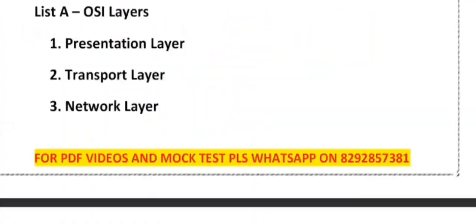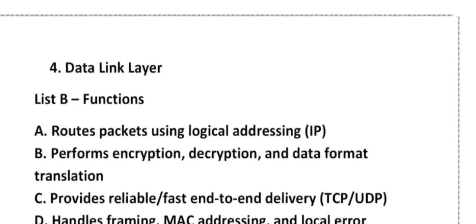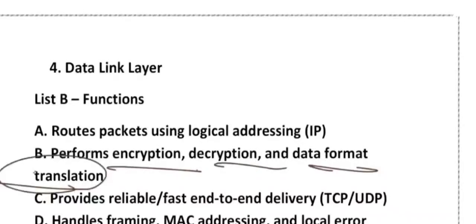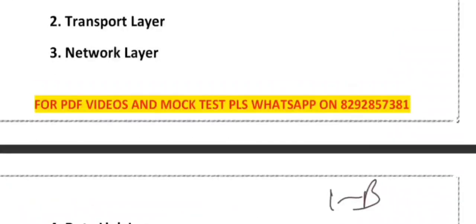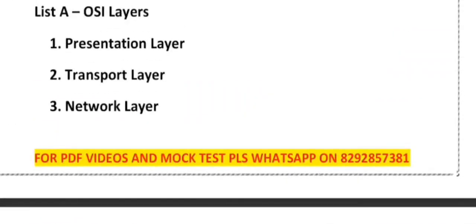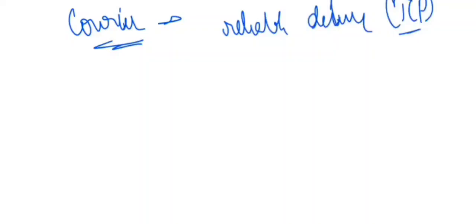Now, transport layer. Let's just match it. The presentation layer is, as I told you, the translator. So which option? I think it will be B, perform encryption, decryption, and data format translation. Yes. So 1B. Now the second thing they have given is transport layer. Imagine that you are sending a courier. Obviously you want reliable delivery, and that is what happens through Transmission Control Protocol. You want fast delivery, and that is what happens through UDP.